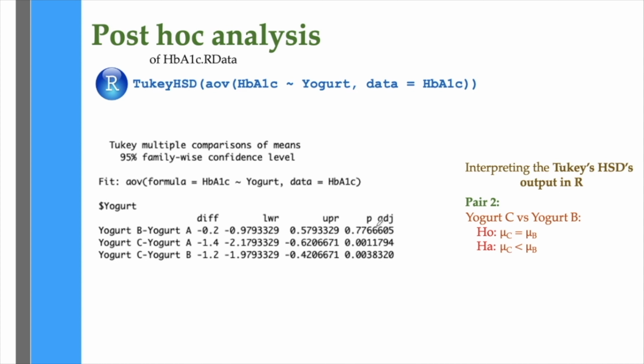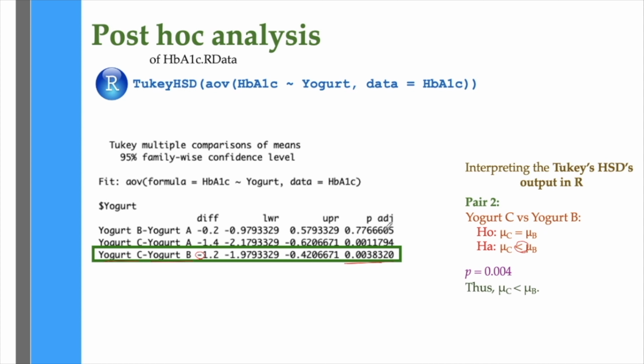equal again. But the alternative hypothesis here, a while ago we made use of greater than, since I intentionally compared yogurt B versus C, while in this case it's yogurt C versus yogurt B. That's why their difference is now negative. So the alternative hypothesis here is less than. And since the p-value again is less than 0.05, then we're going to claim in favor of the alternative hypothesis.